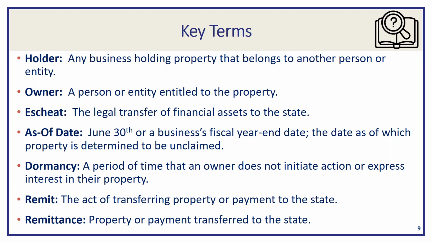Dormancy refers to a period of time that the owner does not initiate action or express interest in their property. Different property types have different dormancy periods in California. We'll go over that a little bit more in the next few slides, but that dormancy period for a property refers to the length of time that there is no action or interest taken or expressed on that property. Remit is the act of transferring property or payment to the state, and remittance is the property or payment transferred to the state.